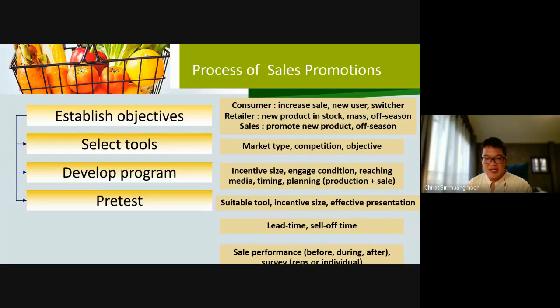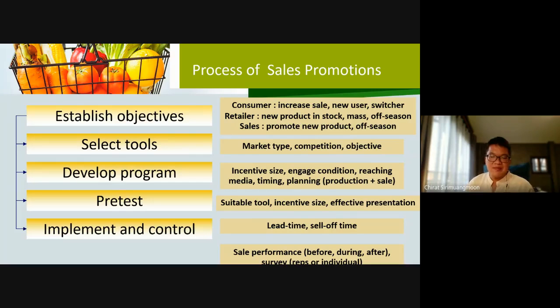Then pre-test. After you have a good choice or a group of sales promotions, you would do a pre-test to have suitable tools in order to observe the impact of incentive size and effective presentation. So you just show it to a small group of the target group, whether this is good or not. If you hear this sentence, this campaign, this program, would you like to buy more products or not. This is pre-test.